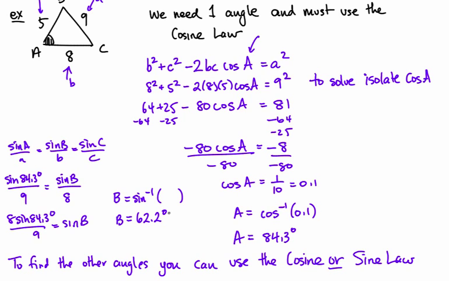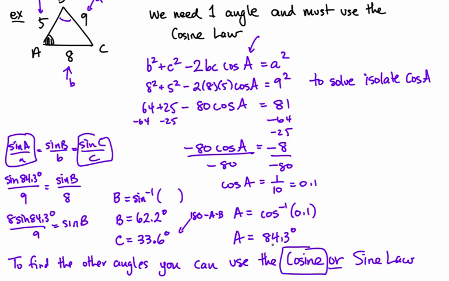And now I don't want to have to do all this work again. Once I know two of the angles, the third angle is easy to find by just doing 180 take away the other two. So I can use 180 take away A and take away B, and I can calculate that C is 33.6 degrees. And I could have calculated C using this ratio, C and A, in sine law, or I could have done C using the cosine law. There's lots of different ways to do the solving of these triangles.